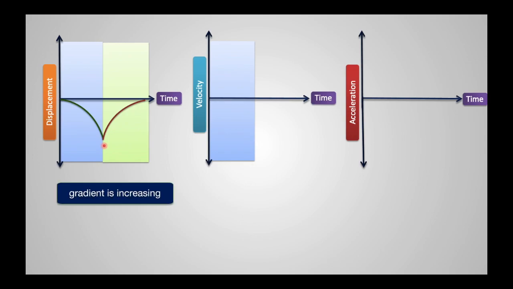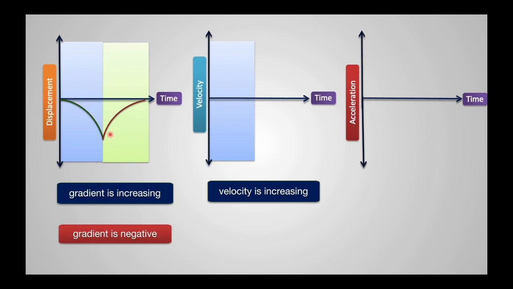This means the gradient of the graph in the first half is increasing, so the velocity should be increasing because velocity is the gradient. Is the gradient positive or negative? You can imagine a tangent in the middle and you can see the gradient is negative, so the velocity should be negative. So we are going to plot a graph here. The value should be increasing and all the values of velocity should be negative.